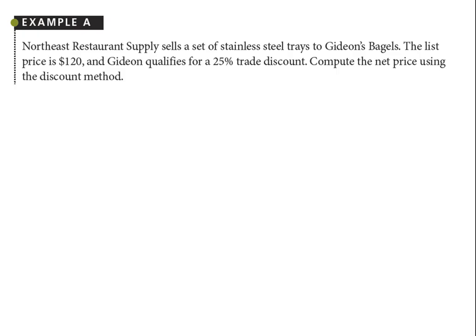Let's take a look at this example. Here we have Northeast Restaurant Supply. Let's say that they sell a set of stainless steel trays to Gideon's Bagels. There's a list price of $120, and Gideon qualifies for a 25% trade discount. What we're going to do is compute the net price using the discount method.